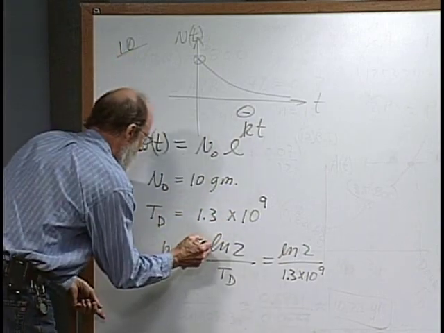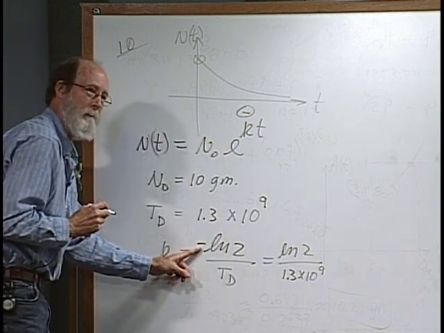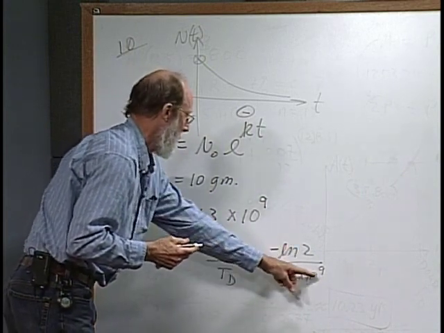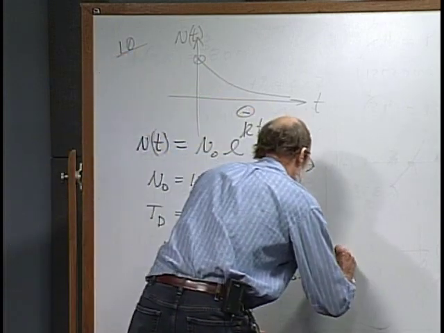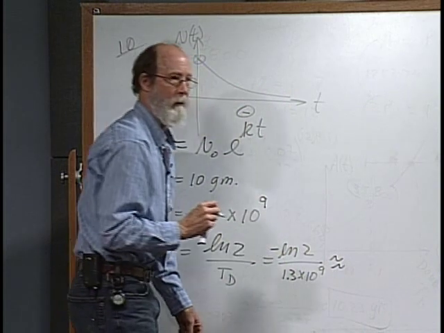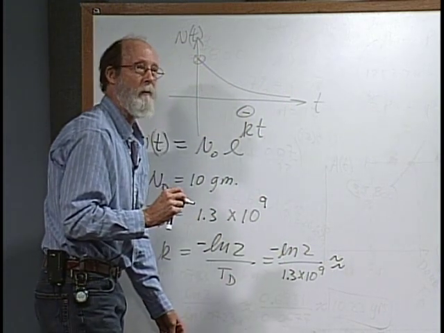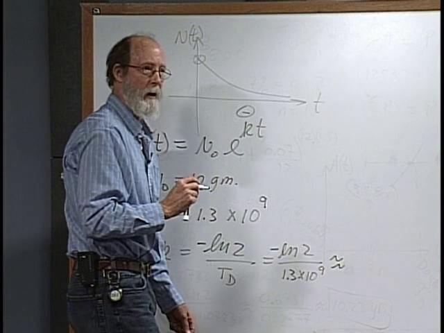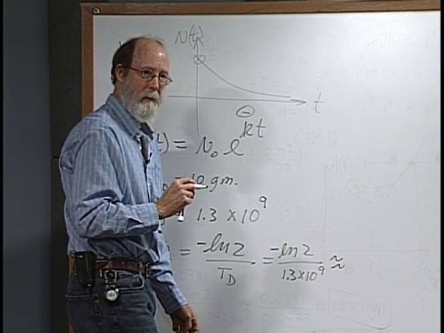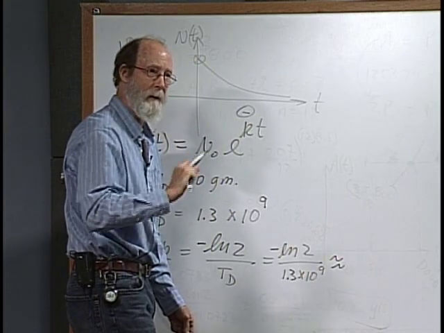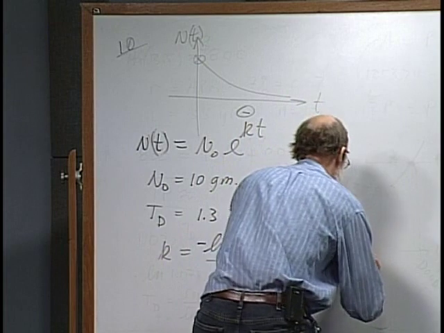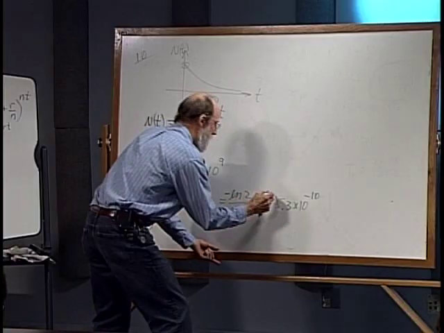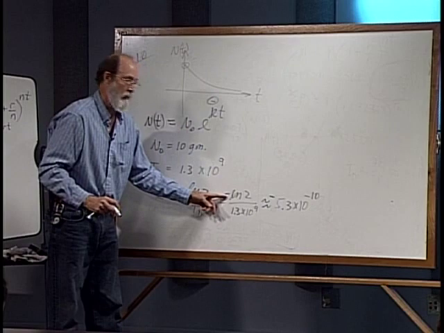If it's a decay model, this is negative, and I'll show you why right now. When you punch this on your calculator, negative natural log of 2 over 1.3 times 10 to the ninth, what do you get for an answer? You're going to get a very, very tiny number in scientific notation. Let's do it quickly, we're getting short on time. Oh, there's a capital E sitting there. Read it to me. So 5.3 times E, or 10 to the negative 10. 5.3 times 10 to the negative 10, and it should be negative, because you have a negative in front of the natural log.